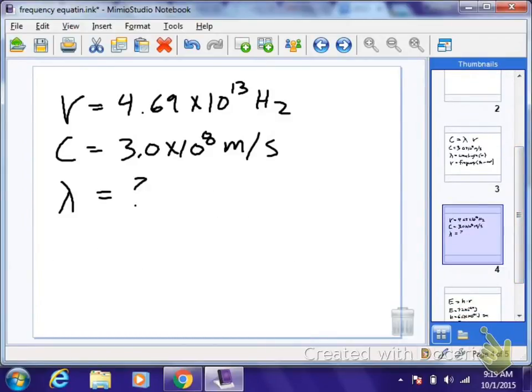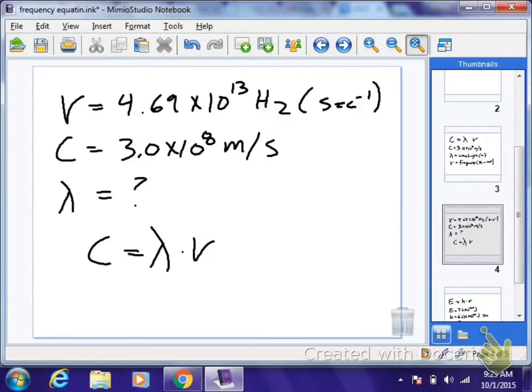We're going to do a problem associated with the equation C equals wavelength times frequency. This one I want you to solve for wavelength. So go ahead and switch that equation around. Solve for wavelength, and then I will check your answers. Okay? Give you a couple minutes to plug in the equation correctly and solve for that.